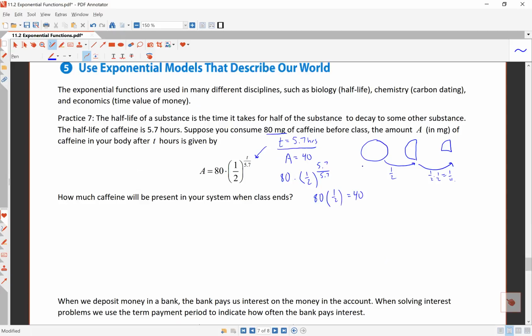So how much caffeine will be present in your system when class ends? Well, class typically isn't 5.7 hours, so we can expect to have more than half still in our system. But let's suppose your class time is 2.5 hours. Remember, it takes 5.7 hours to cut the 80 down to 40. So we've got less time than that, and we should have a lot more than 40 left over.